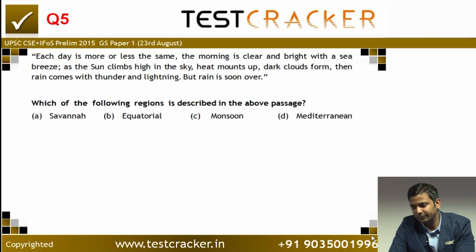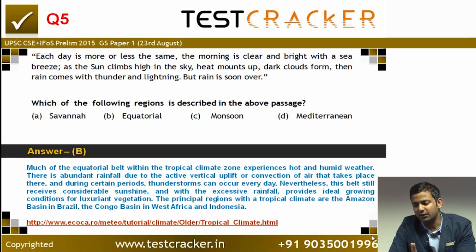Question 5, again a similar question had been asked last year. Instead of outlining the characteristics, one quote is given and you have to identify which climate is represented by this quote. Each day is more or less the same. Morning is clear and bright with a sea breeze. Sun climbs high in the sky, heat mounts up, dark clouds form, then rain comes suddenly and the rain is over soon. You would be able to understand that we are talking about equatorial climate, an easy question from geography.